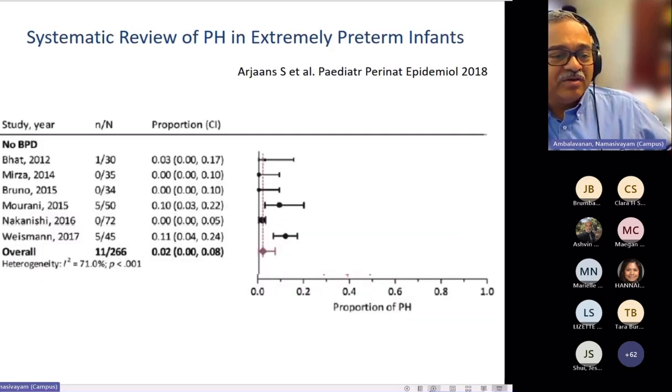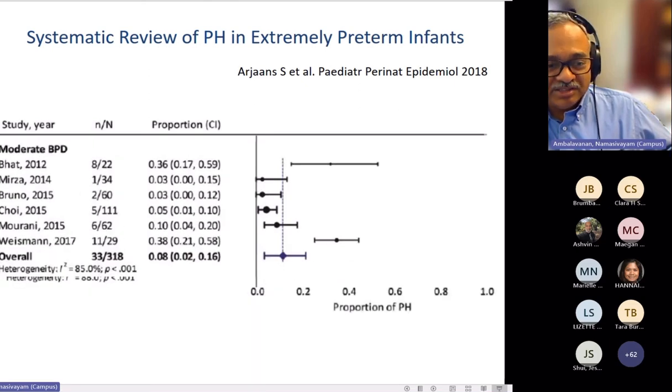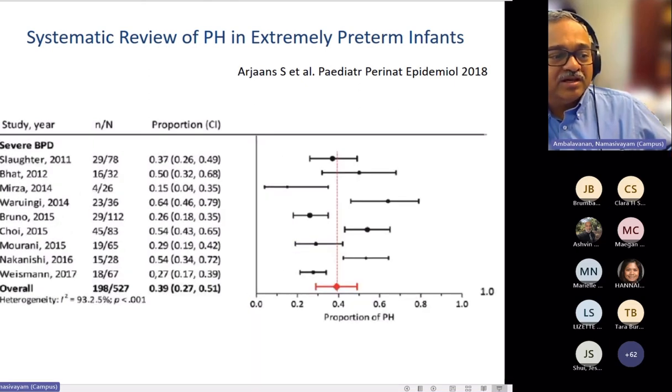If you look at the incidence of BPD with pulmonary hypertension, it's very low with mild BPD, but as you increase the severity of BPD, with severe BPD it's about 40%. So with severe BPD, almost half the infants would have some amount of pulmonary hypertension.